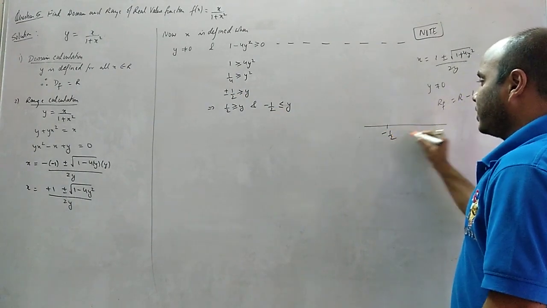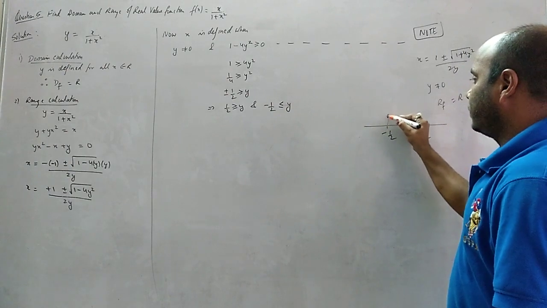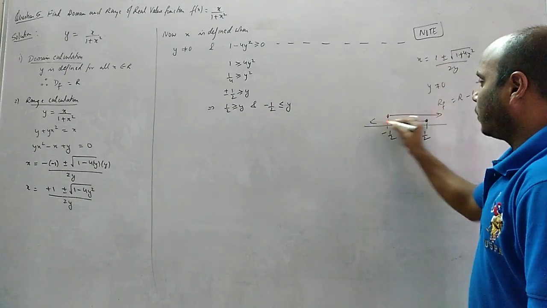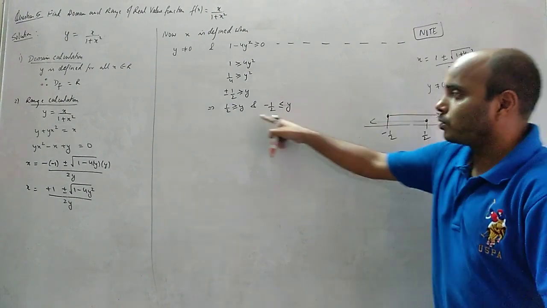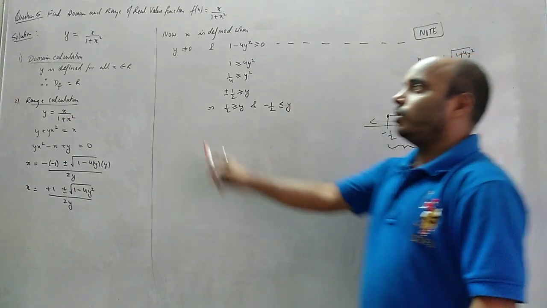We have 2 points, minus half and half. Greater than or equal to minus half, this area. Less than or equal to half, this area. Why did we make it dark blue? Because it is equal to. That means the range is supposed to be this. But we have a contradiction here.